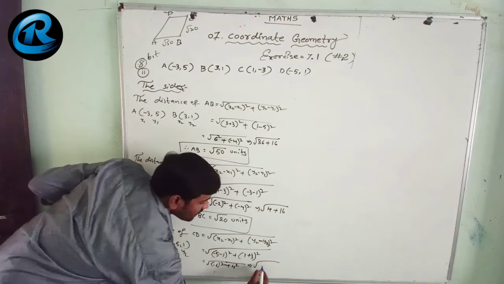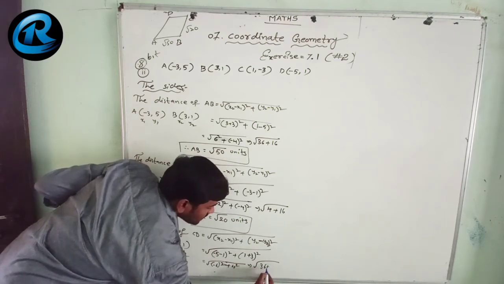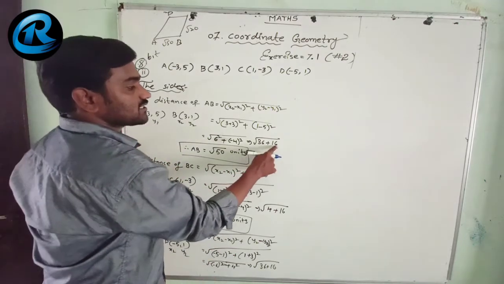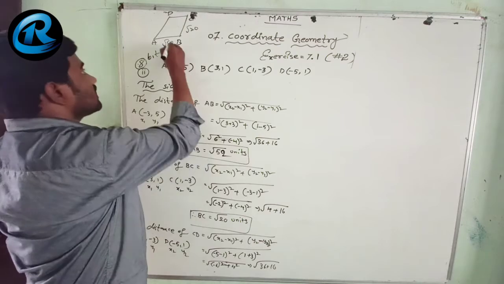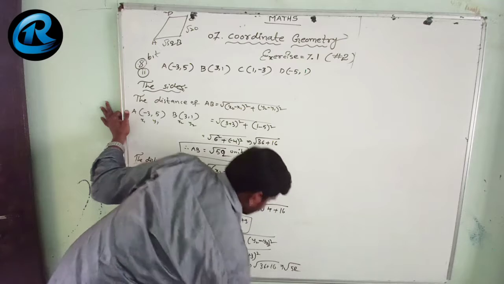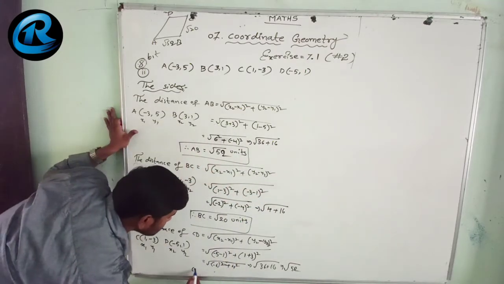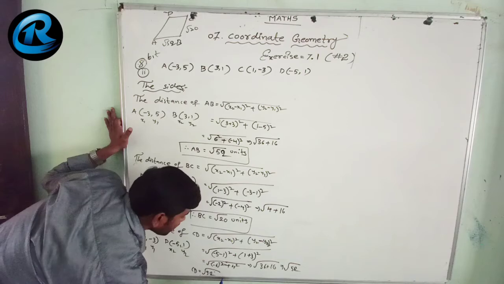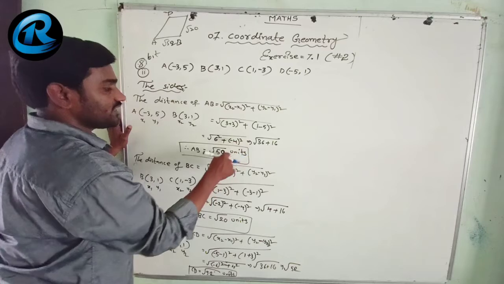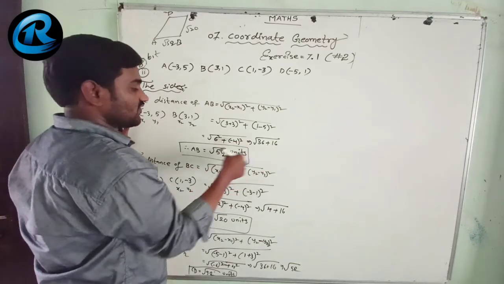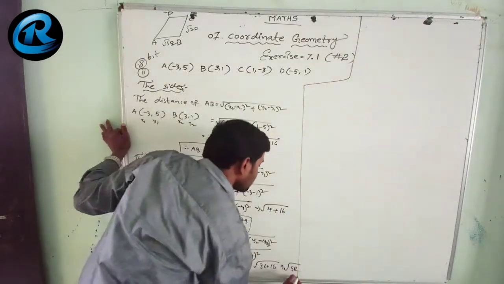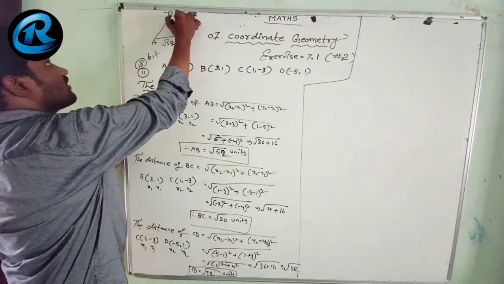That is equal to minus 6 whole square is 36 plus 4 square is 16. So here 36 plus 16 is 52. Here it comes under root of 52. So here also the square root of 52 units. Therefore CD equals under root of 52 units. If it is 50, we can write 5 root 2 units. But it is 52, so under root of 52 is an irrational number. Let us write like that.